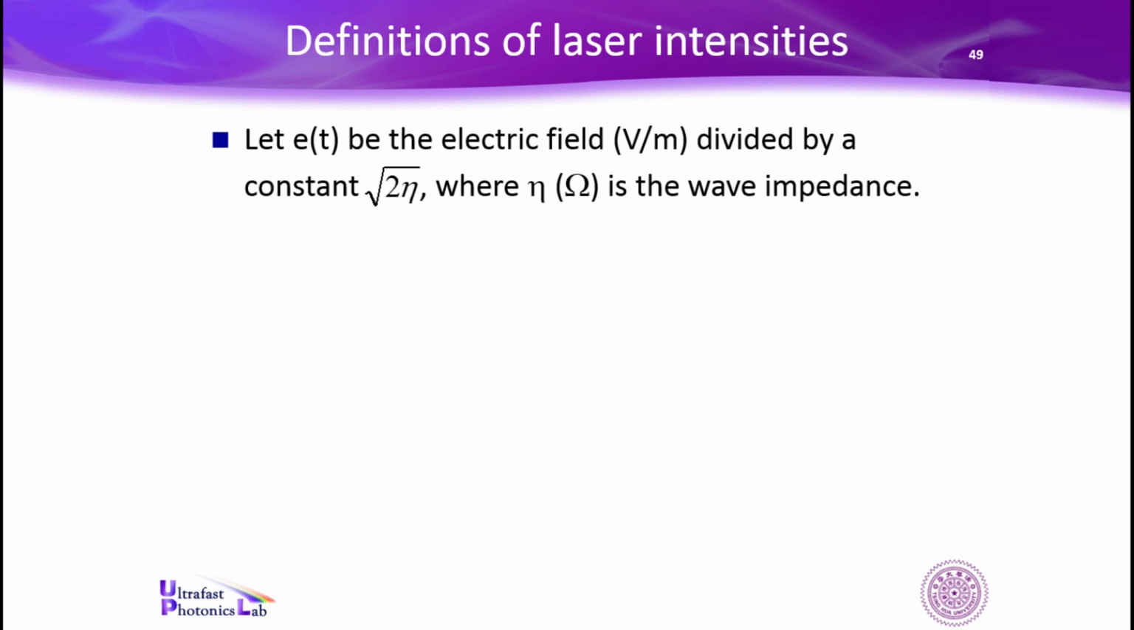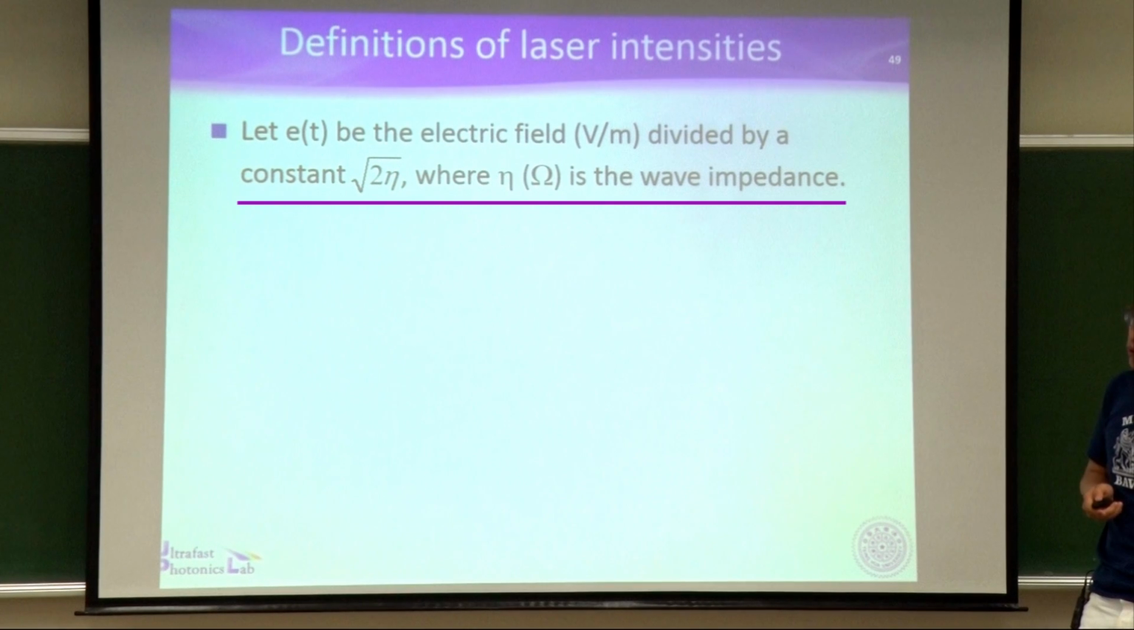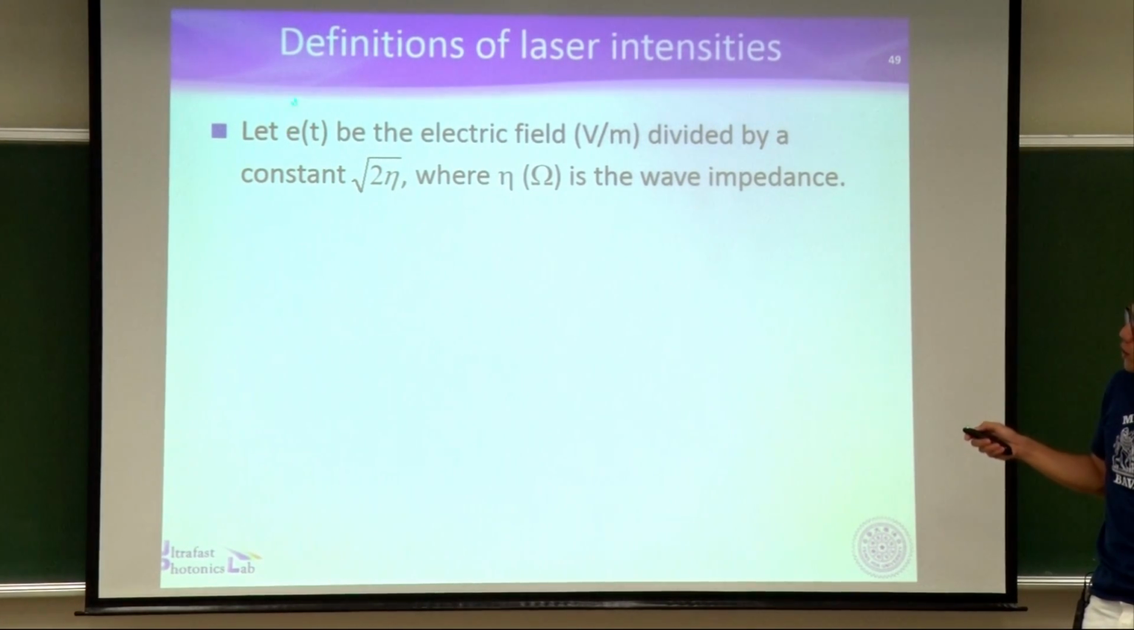Okay, definitions of laser intensities. When we talk about laser intensities, we probably need to separate into three different cases. For clarity, let me define E of t as the electric field divided by a constant, square root of 2 eta. Eta is the wave impedance, 377 ohms in vacuum. Okay? So E of t is no longer the field, but the field divided by this constant.